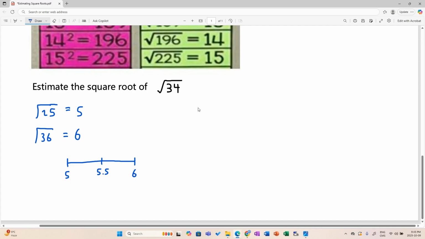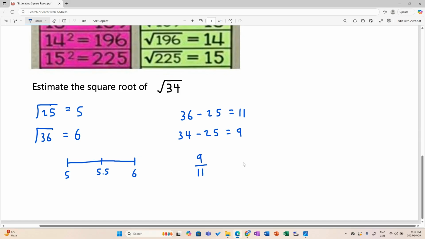Now, using the method I had before, I simply take the difference between 36 and 25. So 36 minus 25 is going to be 11. Now I take the difference between 34 and 25. 34 minus 25 is going to be 9. Hence, I want to find out what 9 over 11 is, because I'm going to say my answer is probably going to be 5 point and then whatever 9 over 11 is. Now, to find out what 9 over 11 is, we can simply use division.